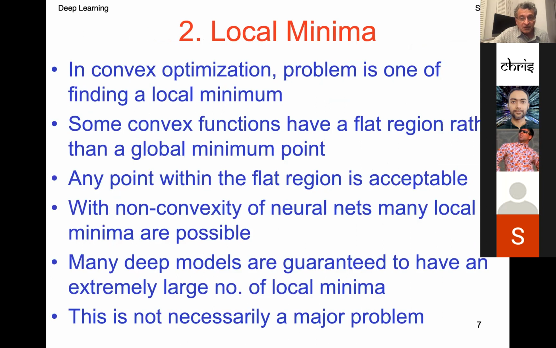Now we're talking about a local minimum. In convex optimization, the problem is one of finding a local minimum. And some convex functions have a flat region rather than a global minimum, and any point within the flat region is acceptable. All right. So many deep models are guaranteed to have an extremely large number of local minima. So you're going to have an extremely large number. And this is not necessarily a major problem.